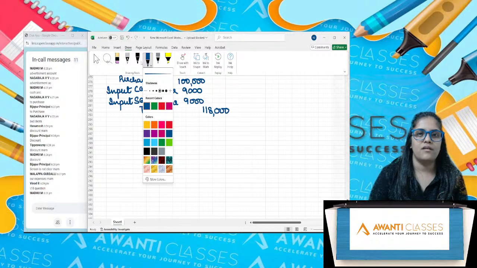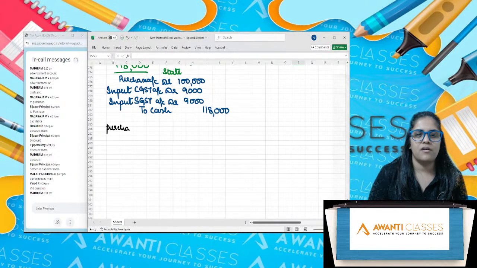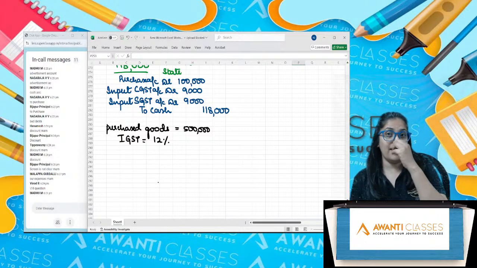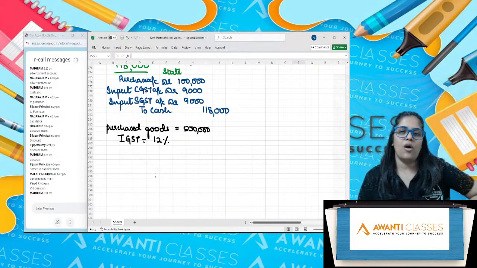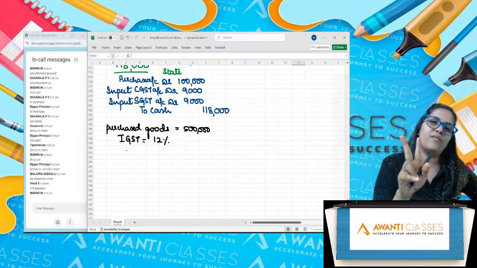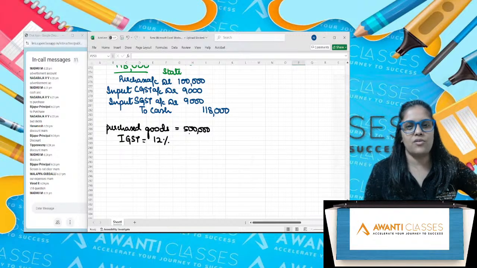Let's say purchased goods for 5 lakh. IGST, you have to pay 12%. You have to pay IGST at 12%. Now, whenever we purchase, we have to pay for goods and we also have to pay for tax. Correct? So, can I say tax 12% of 5 lakh is 60,000.